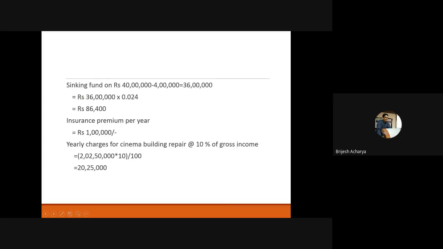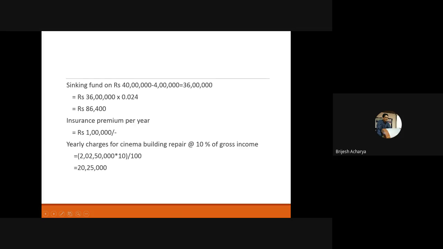So for the sinking fund on 40 lakh rupees, we deduct the scrap value, 10% of the 40 lakh, which comes out to be 4 lakh. Hence the cost comes out to be 36 lakhs for the machinery after deducting the scrap value, and this 36 lakh is multiplied by the sinking fund coefficient, which gives me 86,400 rupees. The sinking fund is required annually to be set aside for 25 years.